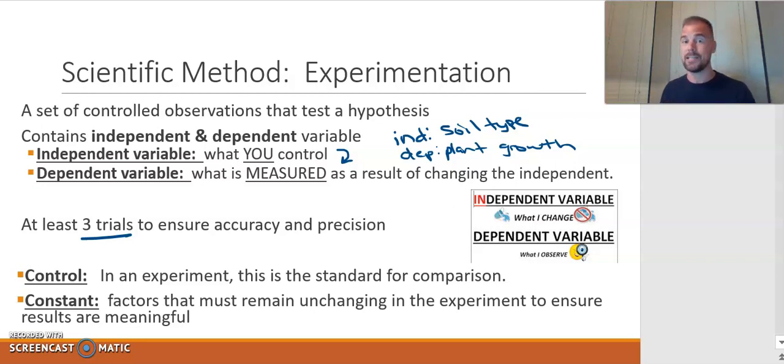Now, we're not done yet. We need to make sure our experiment is as airtight as possible. When I do an experiment, I want to make sure I have 2 additional things considered. Number 1, I want to make sure I have a control. And a control is the standard for comparison in an experiment.